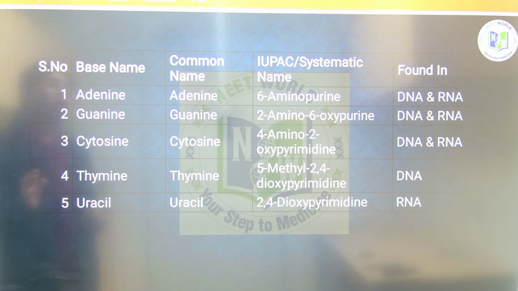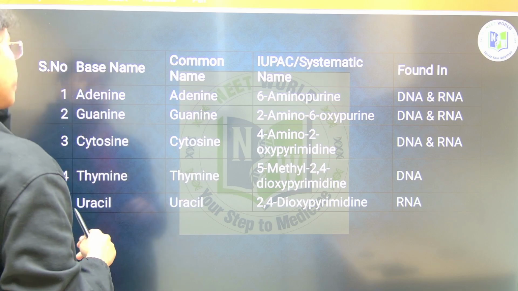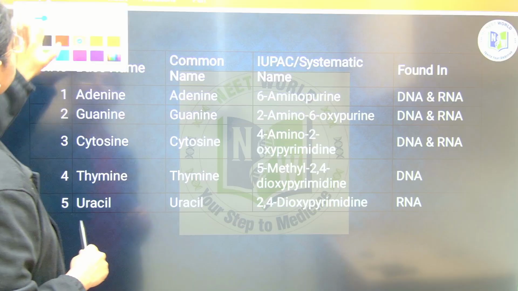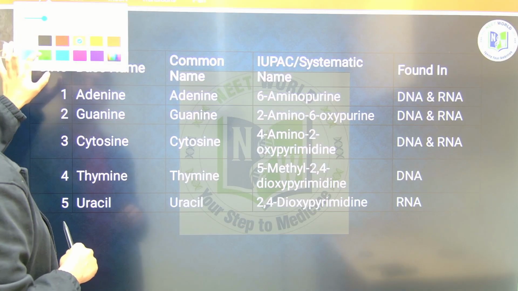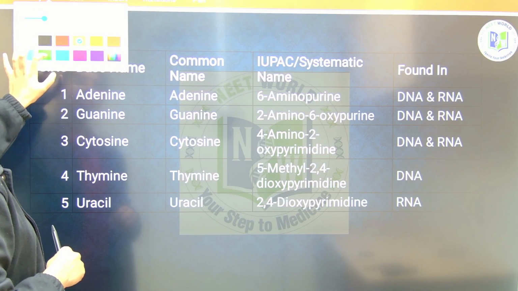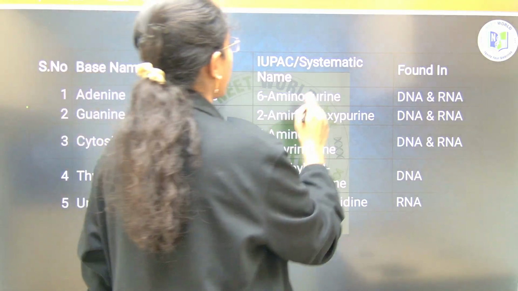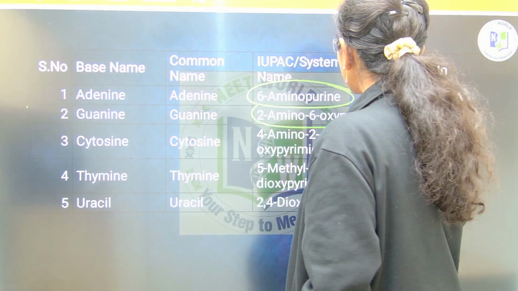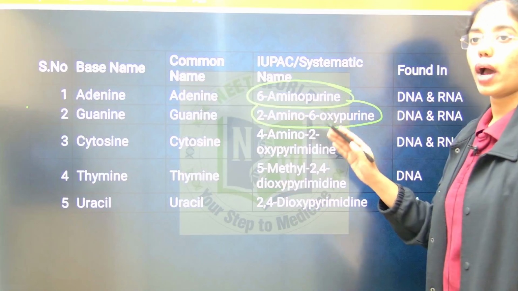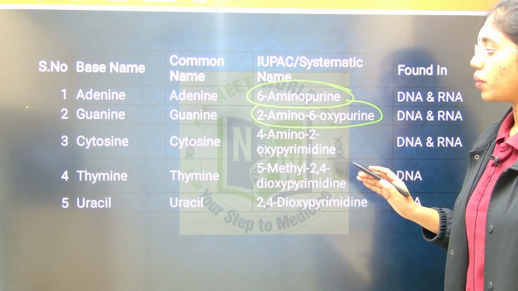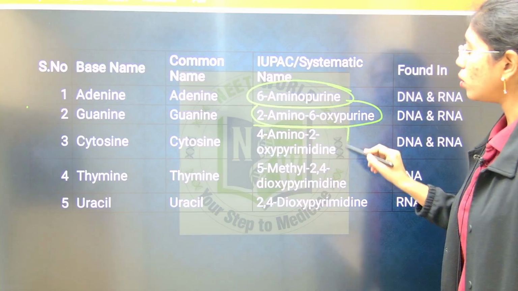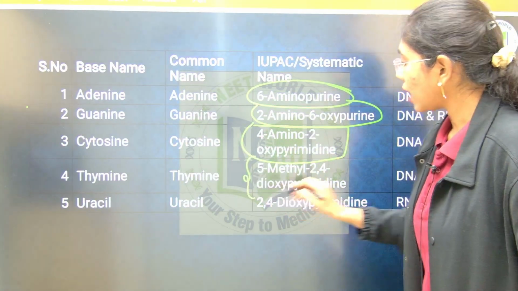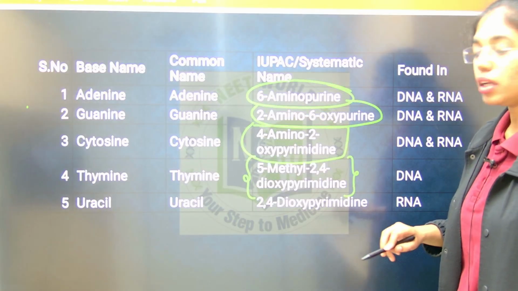Here, the common name adenine, the IUPAC name for this is what? 6-aminopurine. Guanine is 2-amino-6-oxypurine. Cytosine is 4-amino-2-oxypyrimidine. Fine, right? Thymine is 5-methyl-2,4-dioxypyrimidine. Uracil is 2,4-dioxypyrimidine.